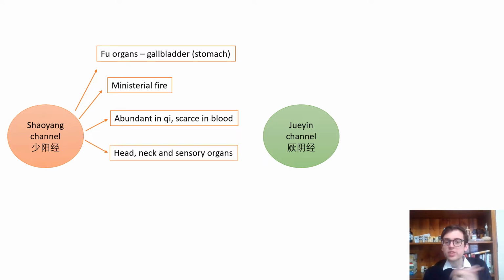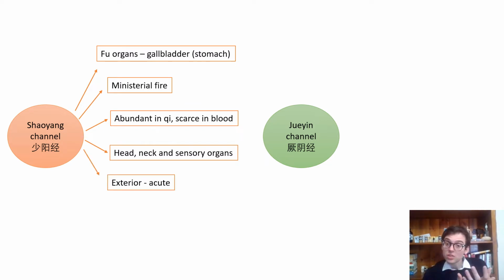The Shaoyang channel and the Jueyin channel share very similar pathways. So they are both on the side of the body, on the side of the hips. The side of the hips is really the Shaoyang. The side of the flanks of the body, so the hypochondriac region. Yes, the side of the thorax, etc. So all this region is Jueyin and Shaoyang region. But the difference is that the Shaoyang Jing is more about the head, neck, and all the sensory organs, eyes, the ears, the throat. So this region is more Shaoyang region, right?